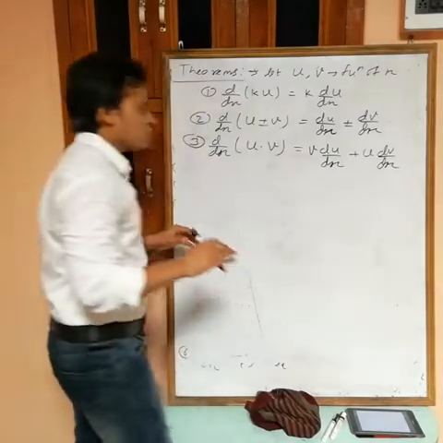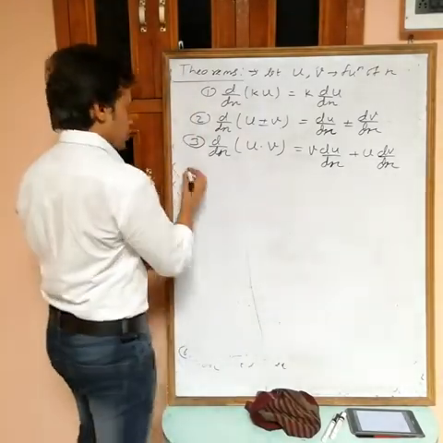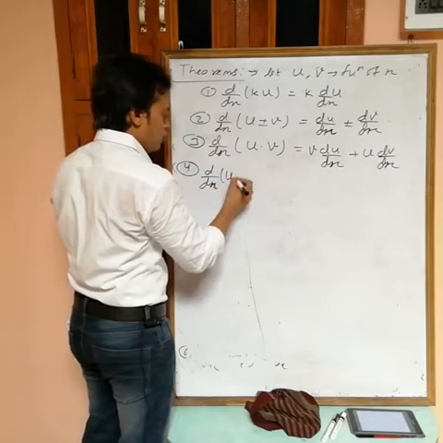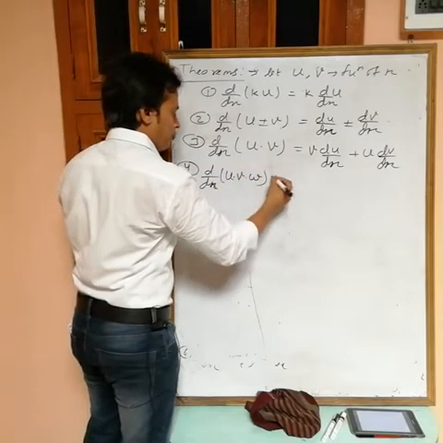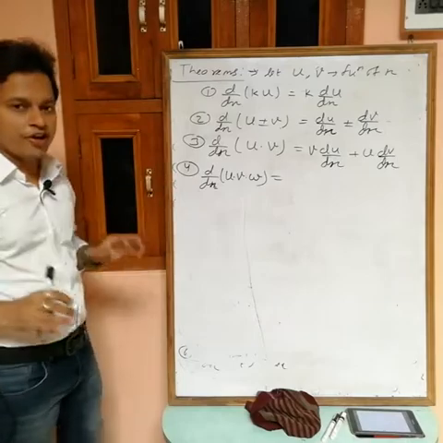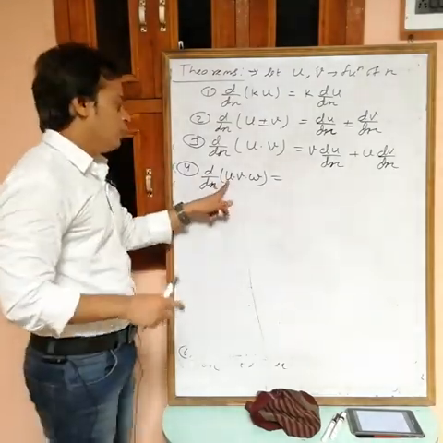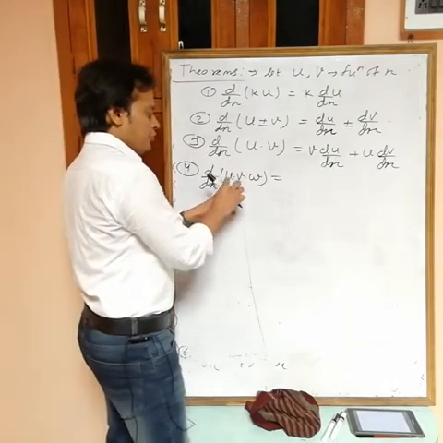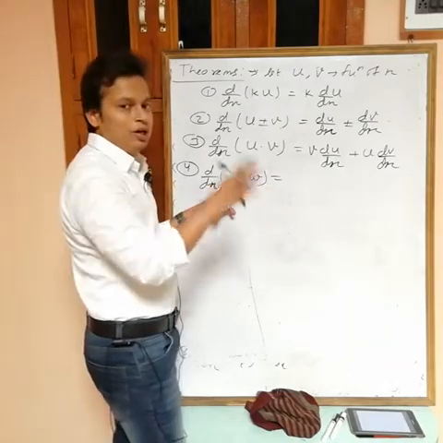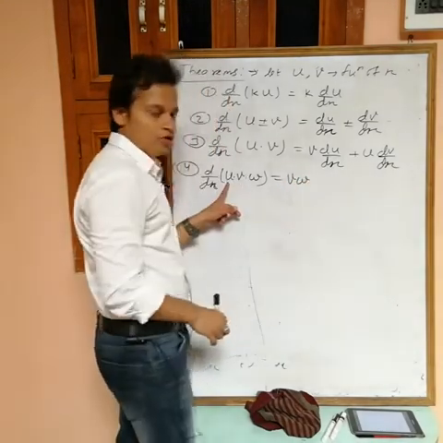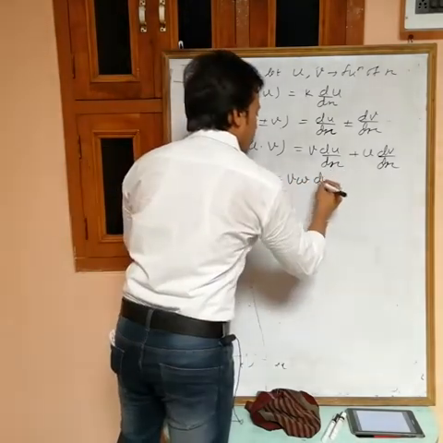And similarly, if you have more than two functions, then the same process. Suppose you want to differentiate d by dx of u into v into w, these all three are functions of x, then at a time you can differentiate only one function. First differentiate u. If you are differentiating u, then v and w both become constant. Then write both outside, v and w outside, and differentiate u, then du by dx.